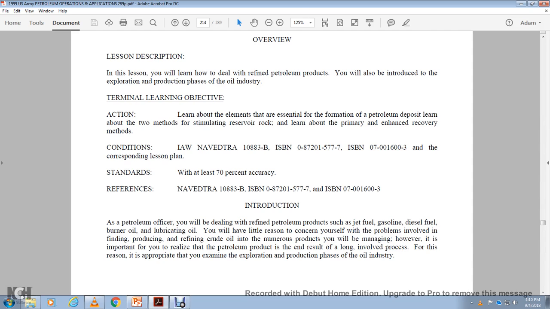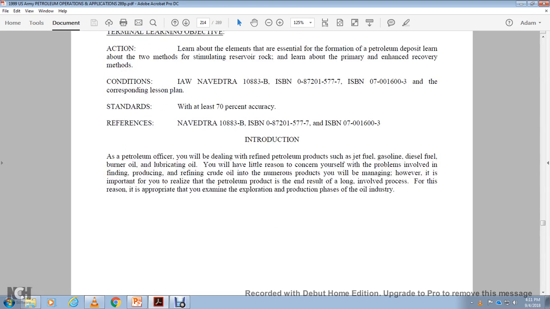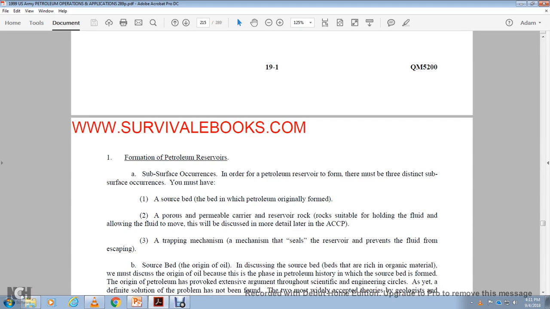However, it is important that you realize the petroleum product is the end result of a long and involved process. For this reason, we will examine the exploration and production phase of the oil industry. Alright, formation of the petroleum reservoir. Subsurface conditions are required in order for a petroleum reservoir to form.